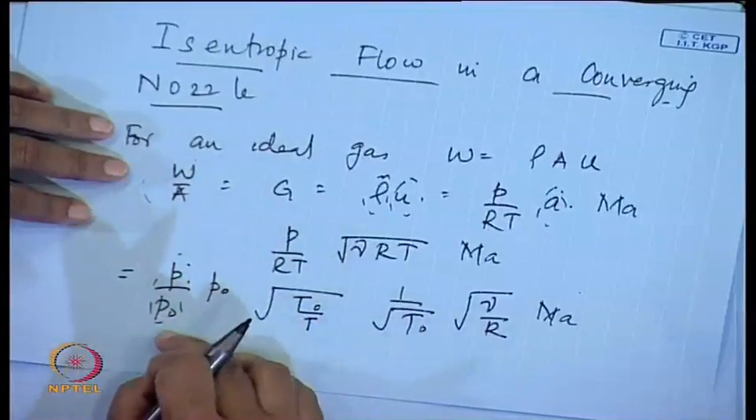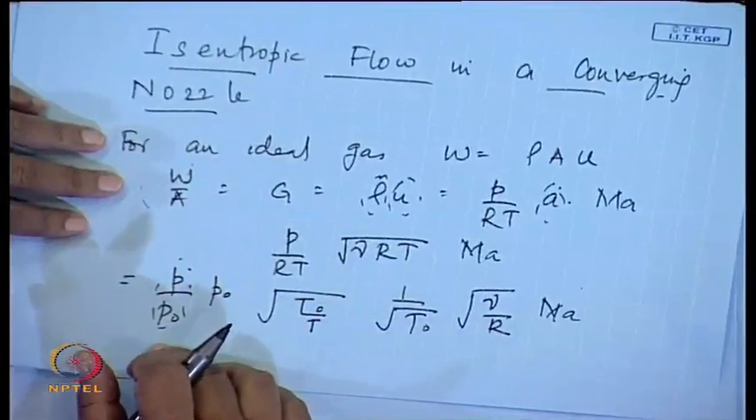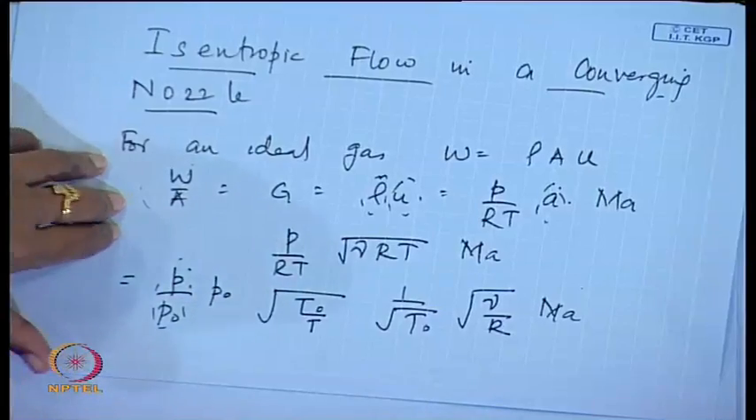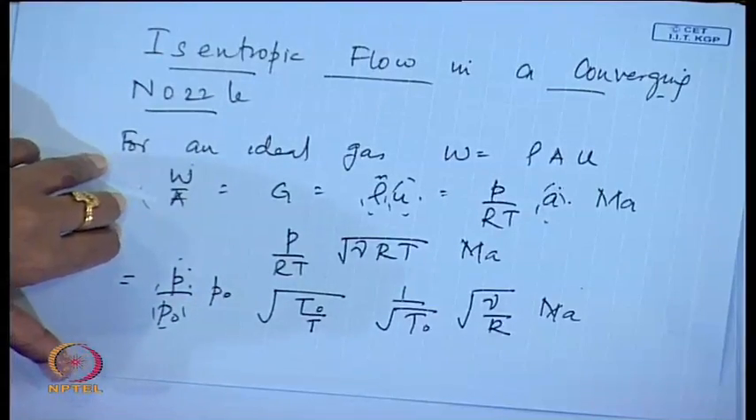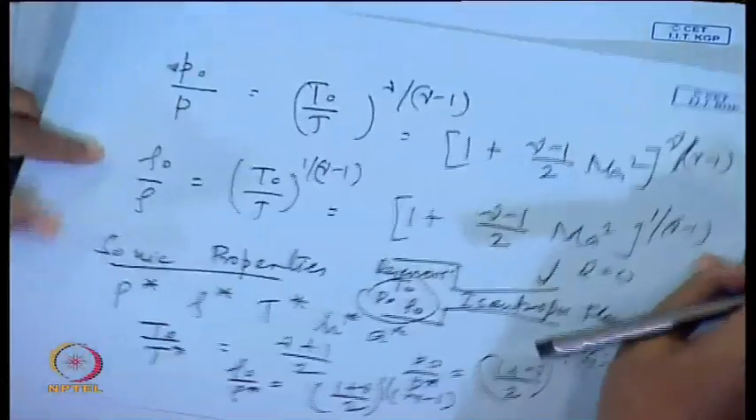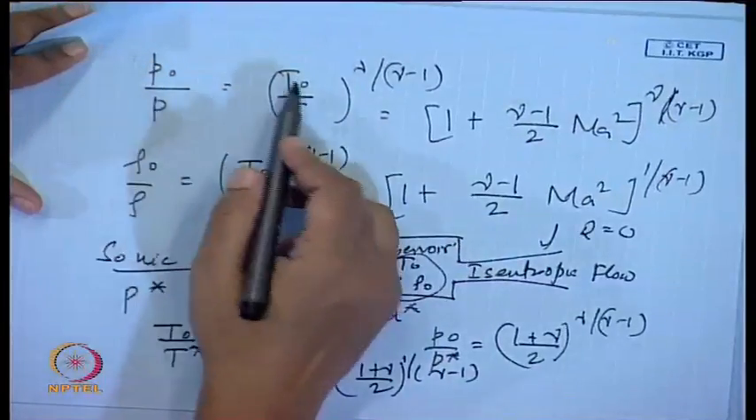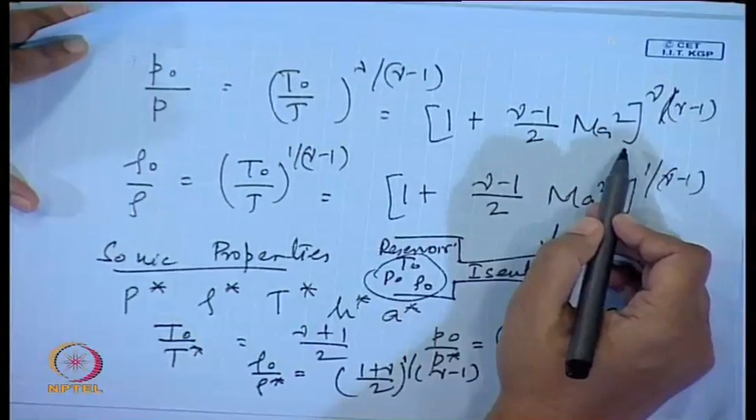After this what I can do, I can just substitute P by P0 in terms of T0 by T. I think in the last class I had defined those particular terms. P0 by P equals this particular term, isn't it?